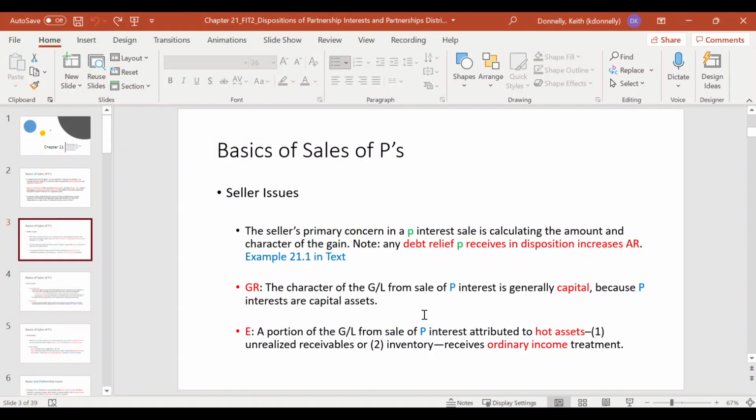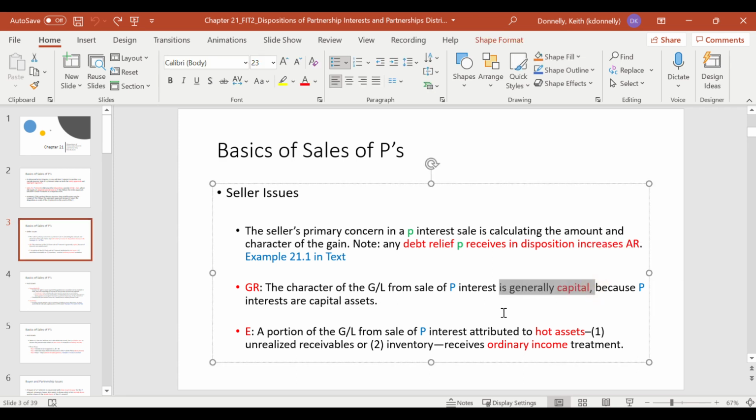So the idea here is generally when we have that gain, it's going to be considered a capital gain. Partnership interest is like a capital asset. It's a non-business use asset. You can be a passive partner or a more active partner, but overall, it's just like selling a stock or a bond. It's an ownership interest in a business. So generally, therefore, it's going to be capital gain.